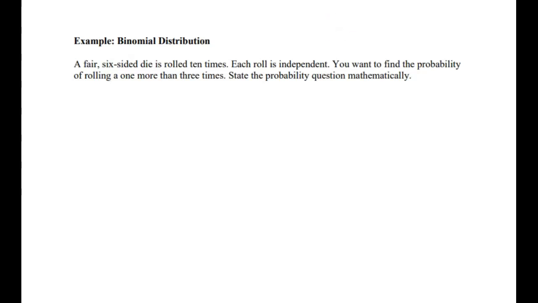All right, let's look at this question. A fair six-sided die is rolled 10 times. Each roll is independent. You want to find the probability of rolling a 1 more than 3 times. State the probability question mathematically.